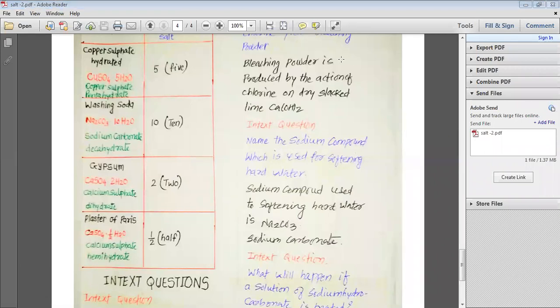Very good. What is the chemical formula for plaster of Paris? CaSO4 into half H2O. What is the chemical name for plaster of Paris? Calcium sulfate hemihydrate.